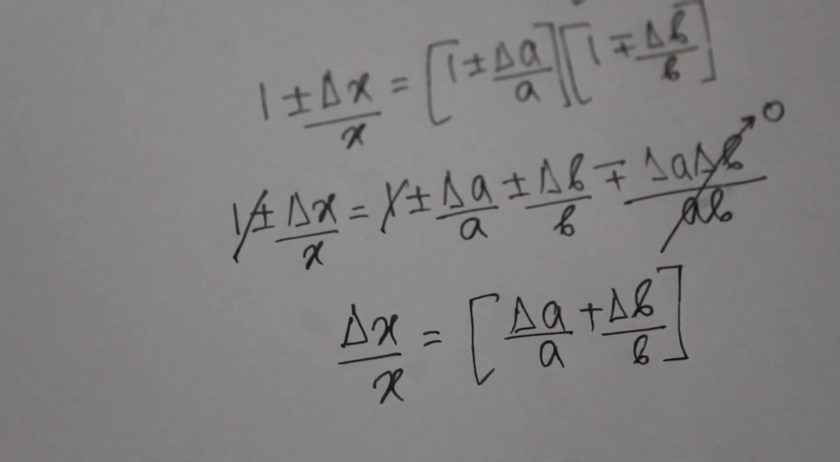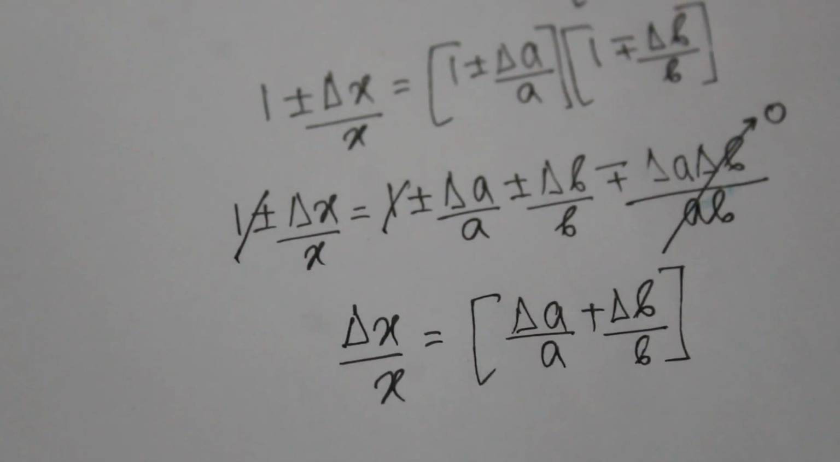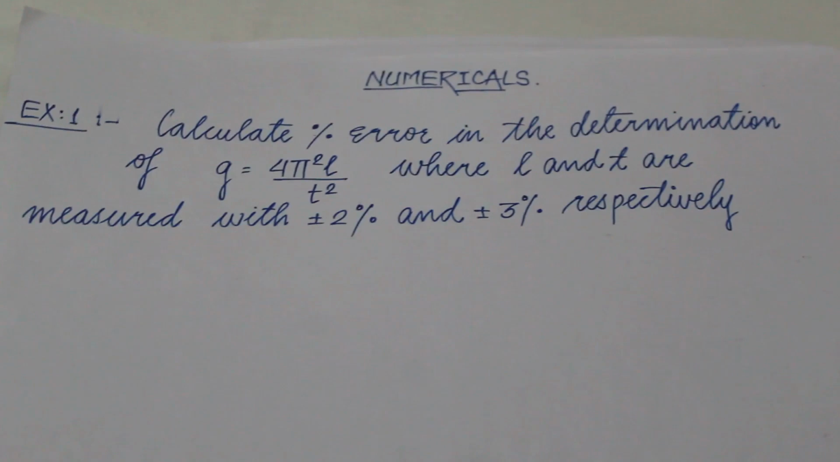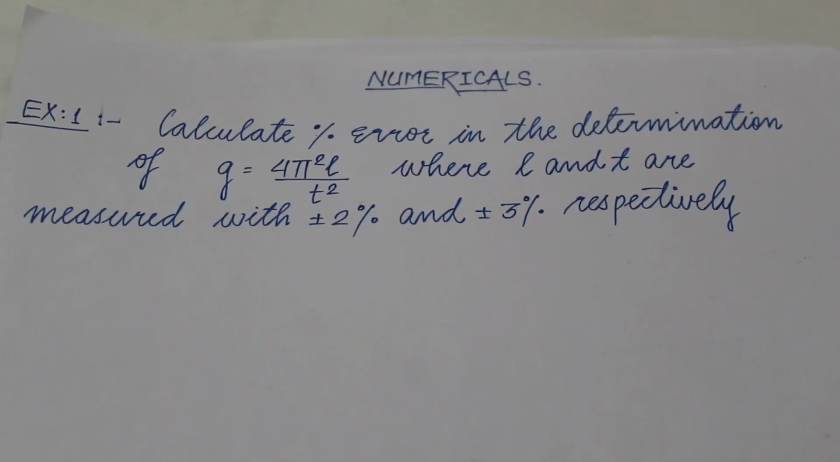So in case of a quotient and product, this is the way using which we can find out the error. Now using those derivations, we'll understand how basically we can find out error. So let's study some numericals. Let's study the first numerical.